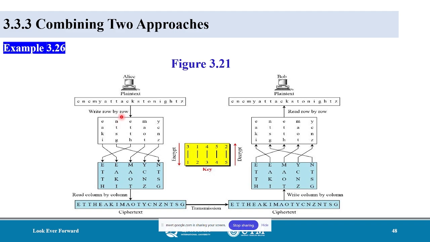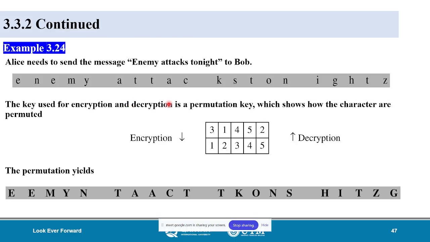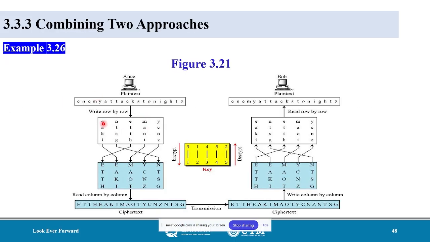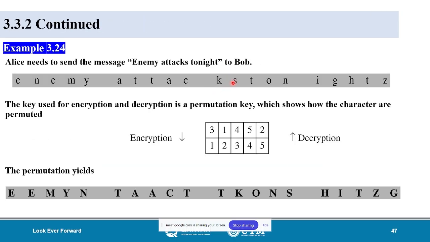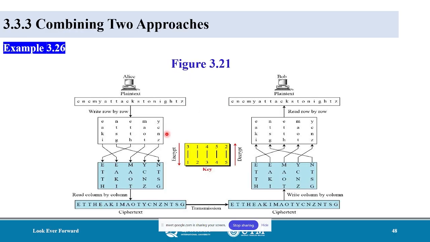Now we will write it row by row. Enemy, attack, tonight: we write enemy in the first row, then attack here, and as we see the K, S, T, O, and N, and so on.